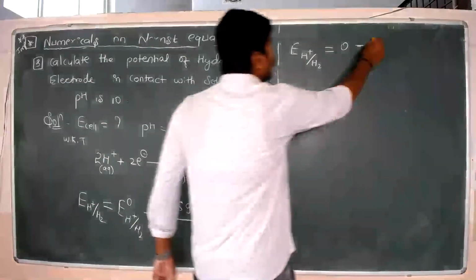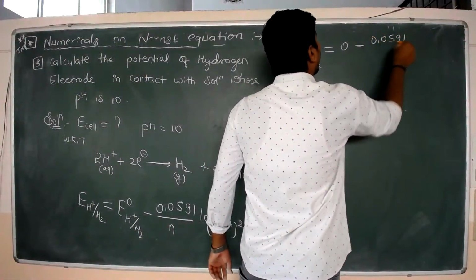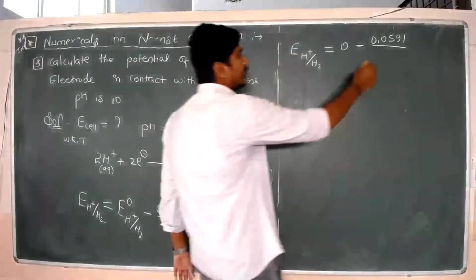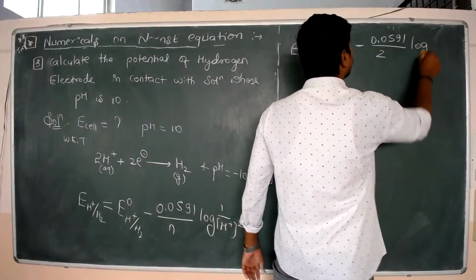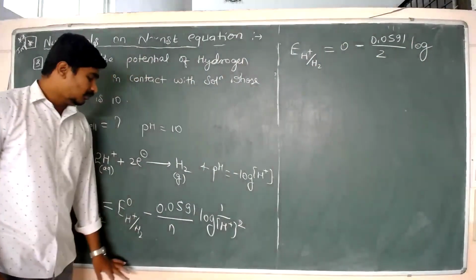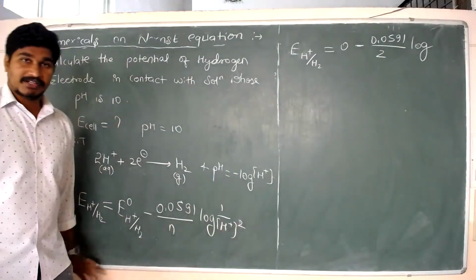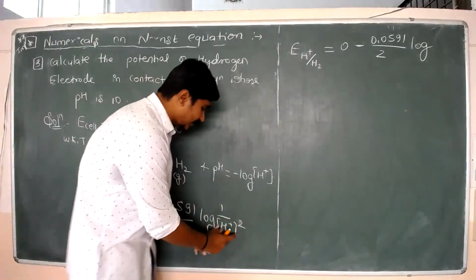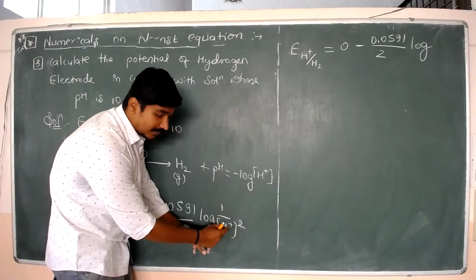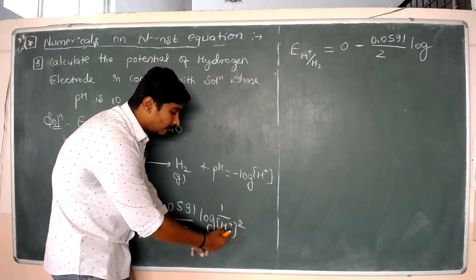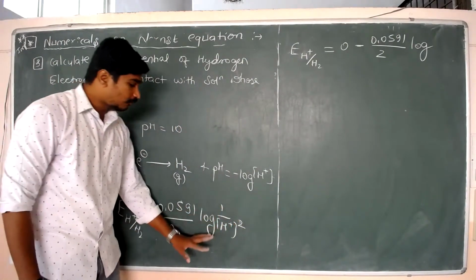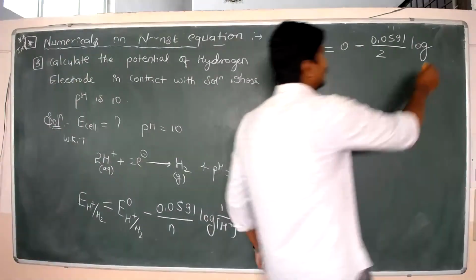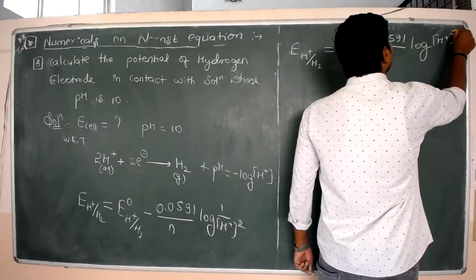0.0591. How many electrons are involved in the reaction? Here directly it is given, 2 electrons. Therefore, divided by 2, n is the number of electrons. That is 2. Log 1 by H+ to the power 2. I want to write this one as, here H+ ion concentration is in the denominator, and I want to take this one as numerator. Therefore, what happens? This H+ to the power minus 2. It will become minus 2. Therefore, it will be the concentration of H+ to the power minus 2.